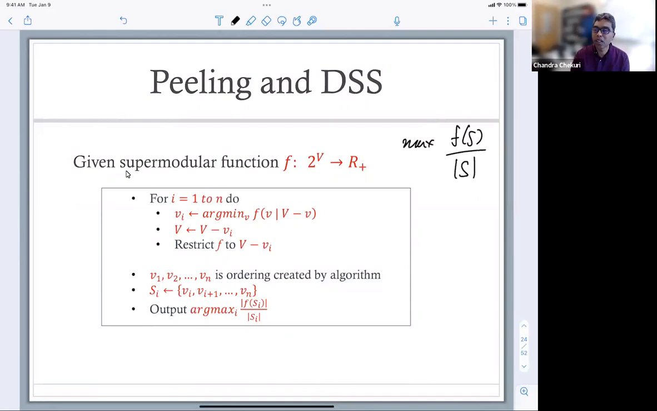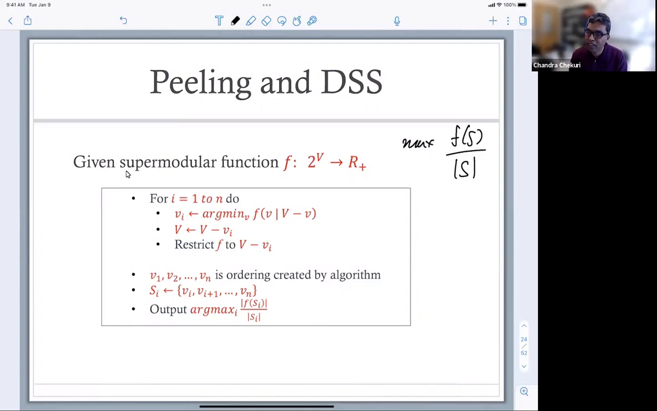So there's a very simple generalization of the peeling algorithm to supermodular functions. What would you do? What is the first thing you would peel away? Why did we remove the lowest degree vertex in a graph? Because we think it's not interesting. It's not part of the dense subgraph. So same reason, if I give you an arbitrary supermodular function, what is the first element you need to remove?